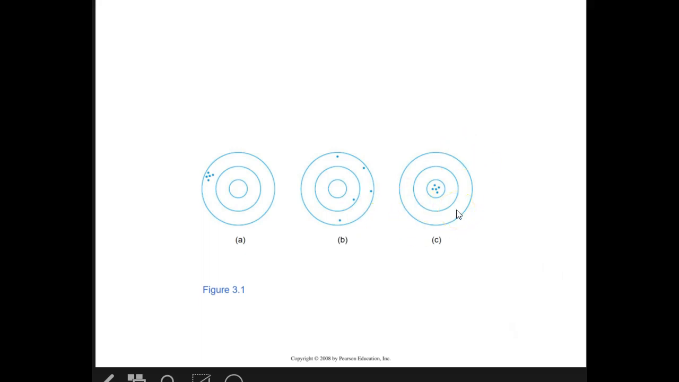The reason I'm dwelling on this is that in everyday conversation, we often use the terms accuracy and precision to mean the same thing. But scientifically, they are not the same thing. They're very, very different from each other.